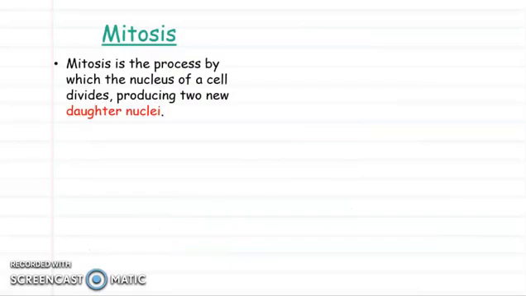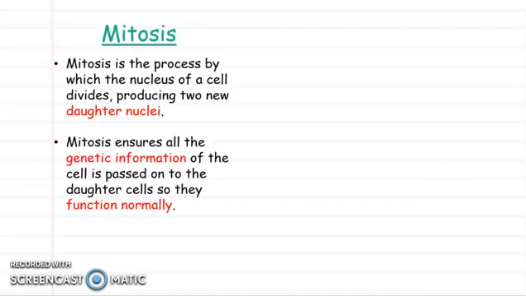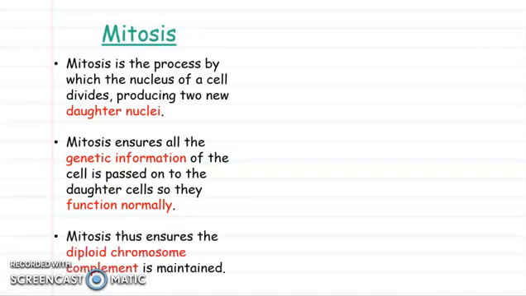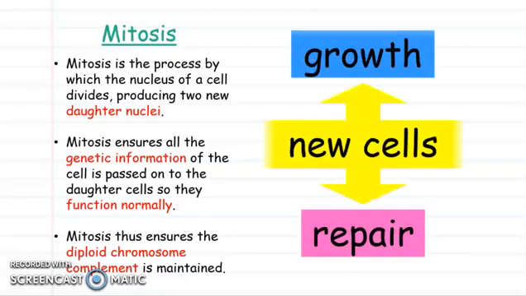Mitosis is the process by which the nucleus of a cell divides, producing two new daughter nuclei. Mitosis ensures all the genetic information of the cell is passed on, so the daughter cells function normally. And mitosis ensures the diploid chromosome complement is maintained. The new cells produced are used for growth and repair of tissues.